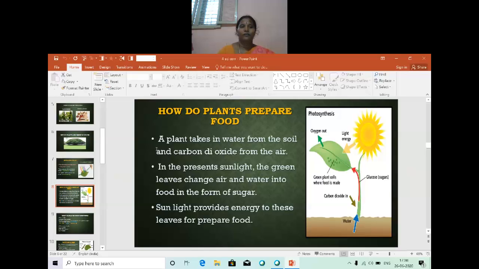Clear? Listen, how they prepare the food. We know very well plants have the root fixed into the ground. After that the root is followed by the shoot. This root absorbs the water and minerals from the soil. Then it gives them to the stem. The stem is working like a pipeline.